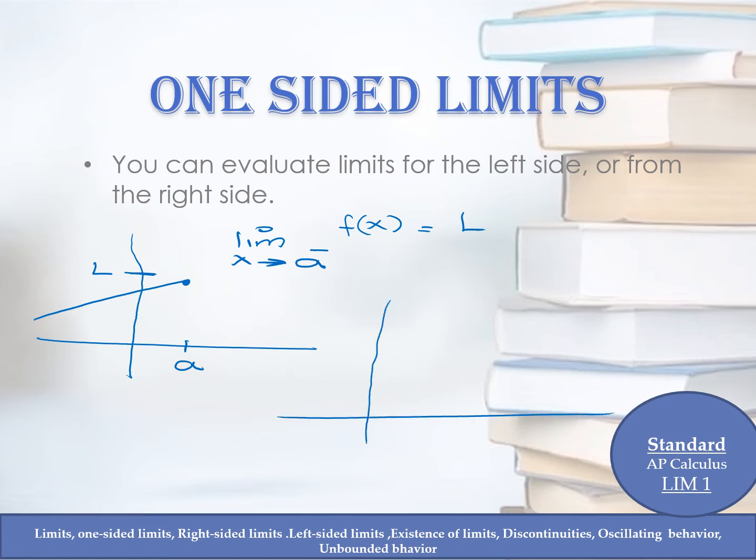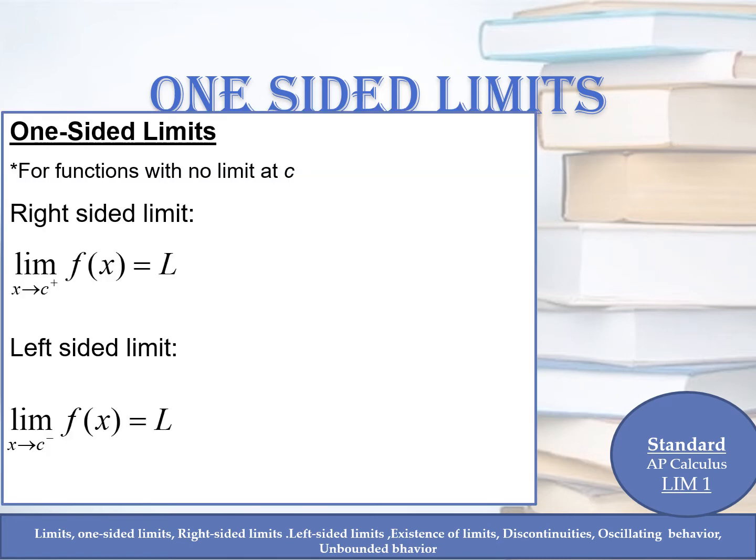Similarly, if there is a line coming towards A from the right side, and here the point is S, you can say that limit x approaches A from the right-hand side is equal to S. For the right-hand side, we write a positive sign. So the right-sided limit is shown with a positive sign on the top, and the left-sided limit with a negative sign on the top.